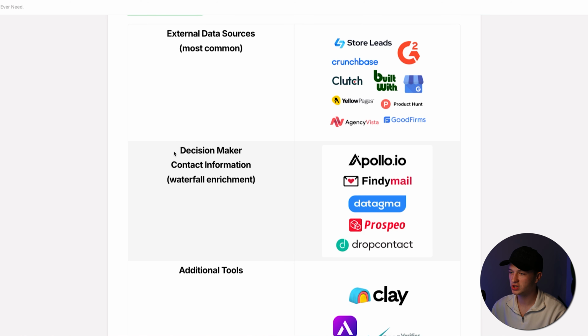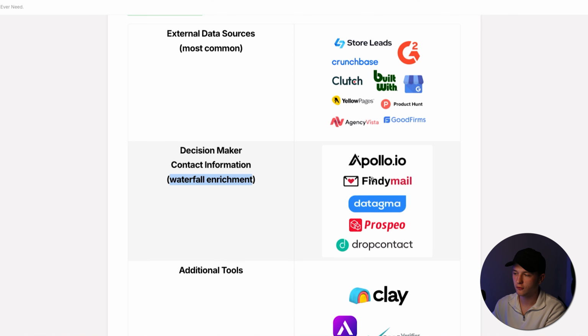Now, decision maker contact information. I mentioned Apollo here, but if you have a small total addressable market, or a small amount of people that you can target, you can use only Apollo, but you can also go to other data sources after Apollo. What that is called is waterfall enrichment. Basically, when you give Apollo a link and you build a list and export it, you're not going to get all of the emails. Obviously, those people have emails. Apollo or the exporter just couldn't get them.